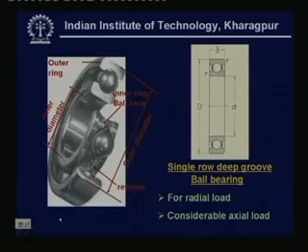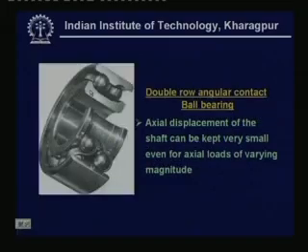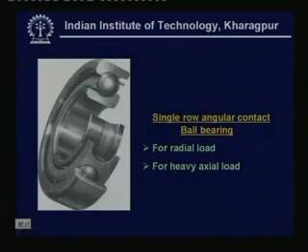So, we go down to the other bearing. This is called the single row angular contact ball bearing. These are mostly used for radial load and also for heavy axial loads, because you can see that in this case this particular configuration allows for an axial load transmission.